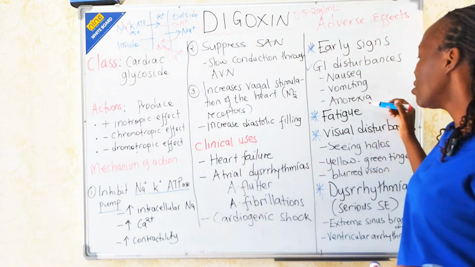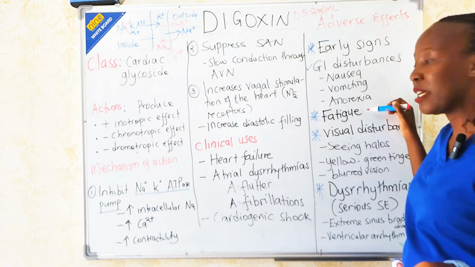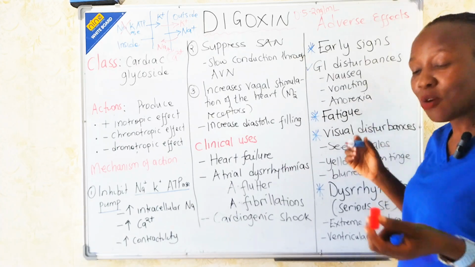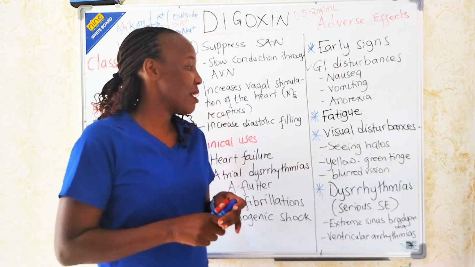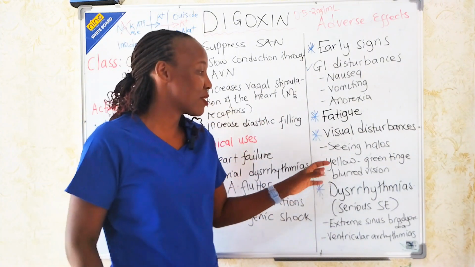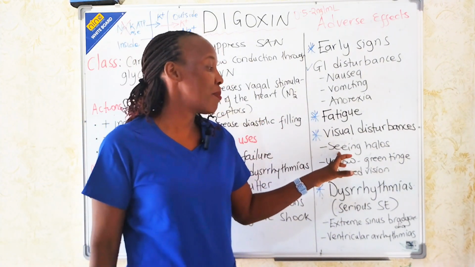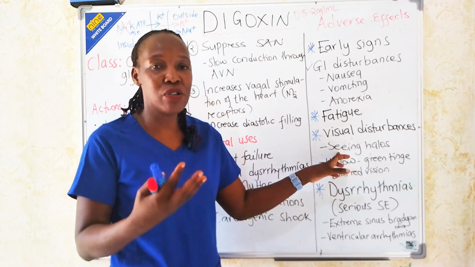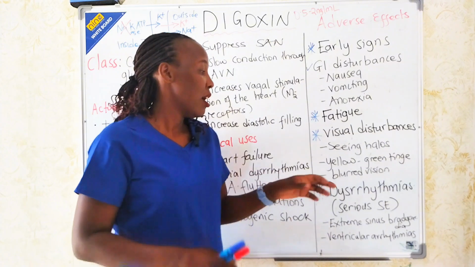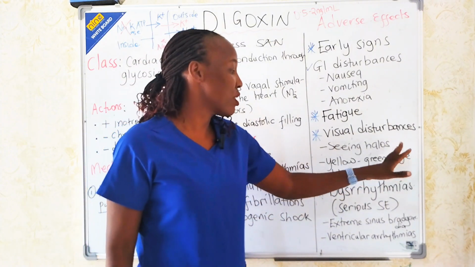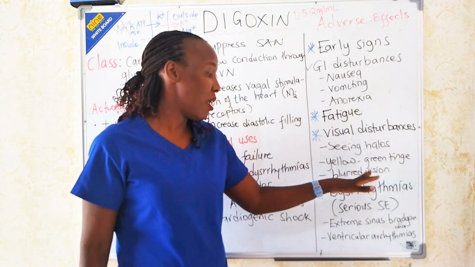Then you're also going to notice that the clients complain about fatigue. They may complain about visual disturbances. They see certain sights. For example, we describe one as seeing halos or yellow halos, like dancing light sensations. Then a yellow-green tinge. The vision may be blurred.